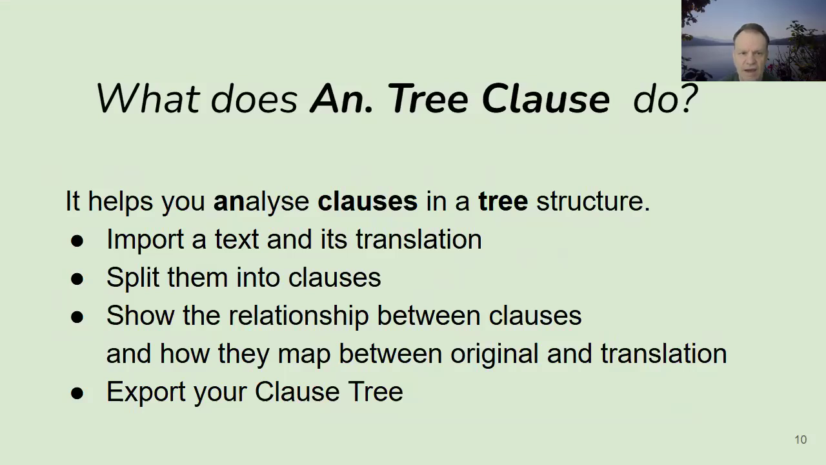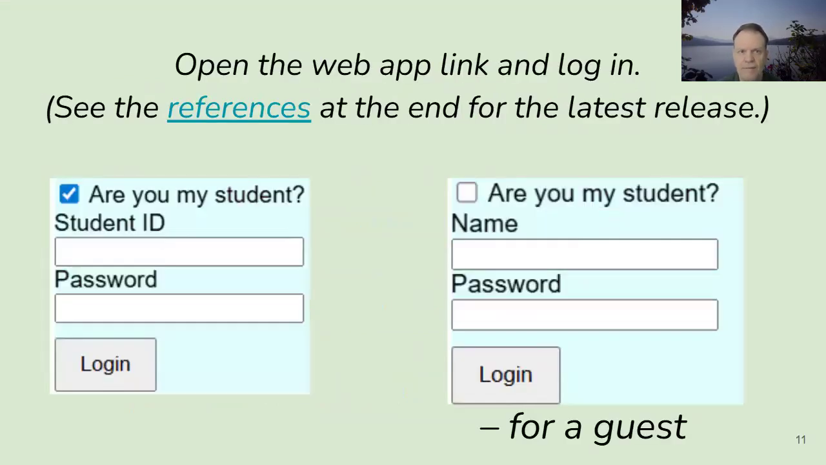Okay. So with Entry Clause, we can import a text and its translations. We split them into clauses and we indent them to show the relationship between clauses and how they map between the original and translation. We do that using colors. And then finally, we export your clause tree.